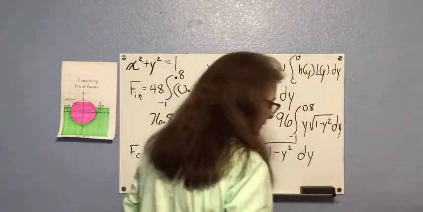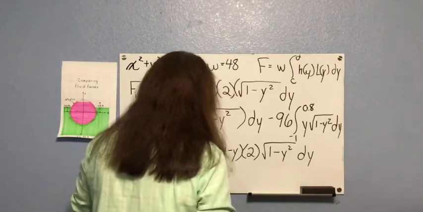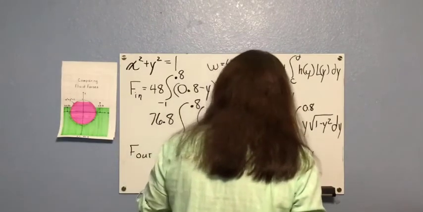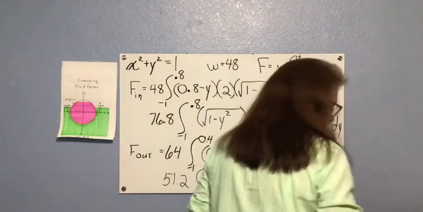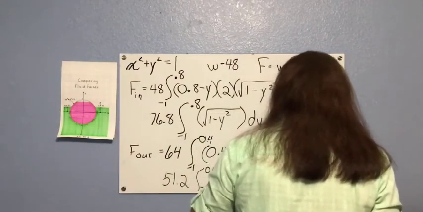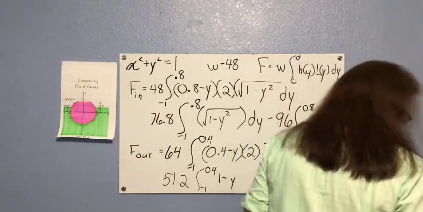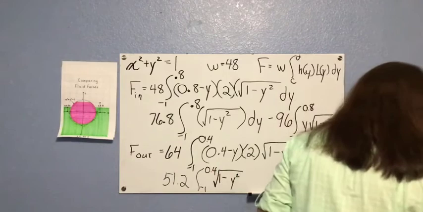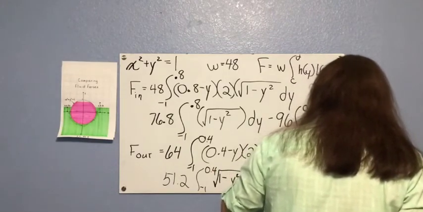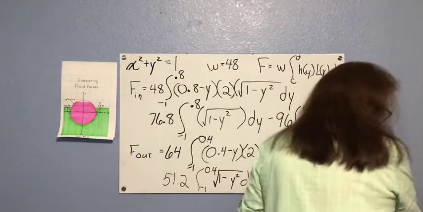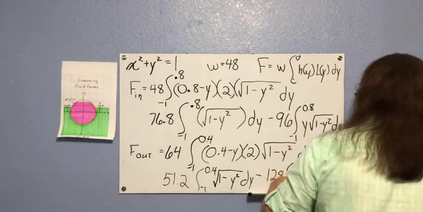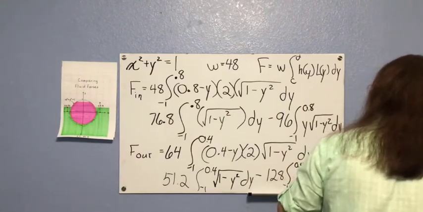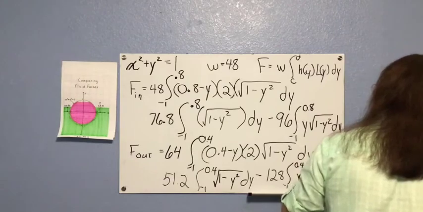So if I split this up, I end up with 51.2 times the integral of the square root of 1 minus y squared dy minus 128 times the integral from -1 to 0.4 of y times the square root of 1 minus y squared dy.